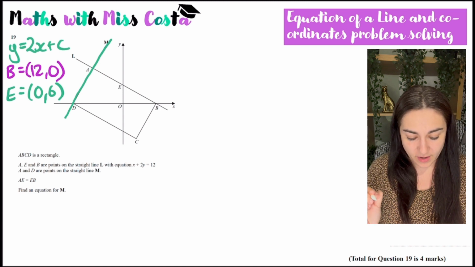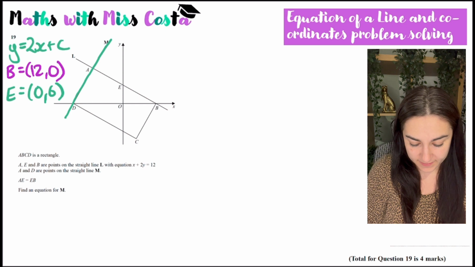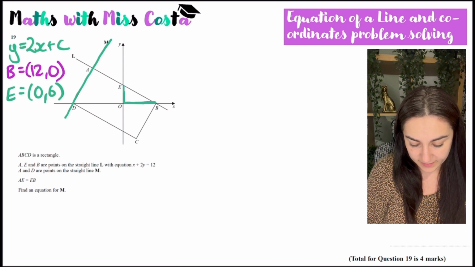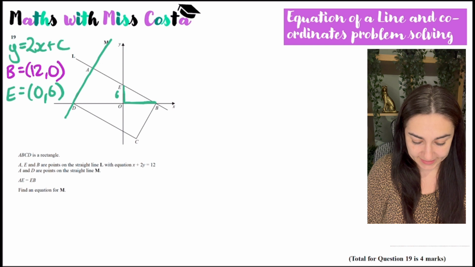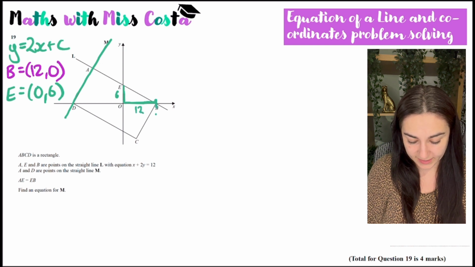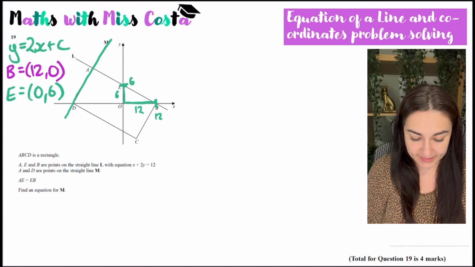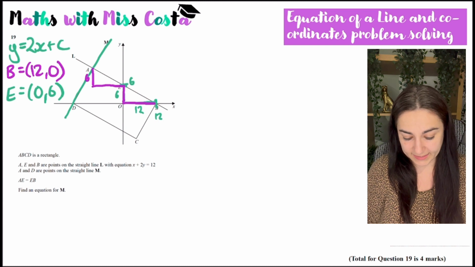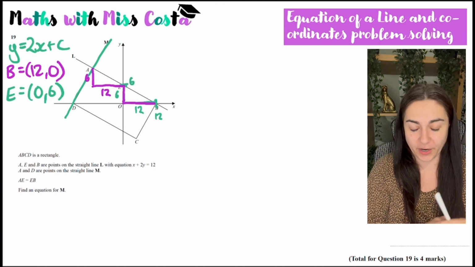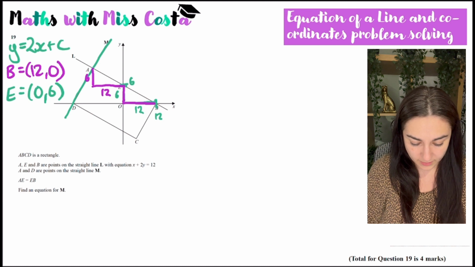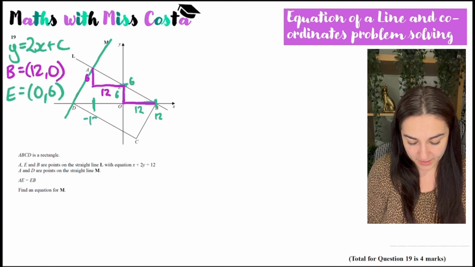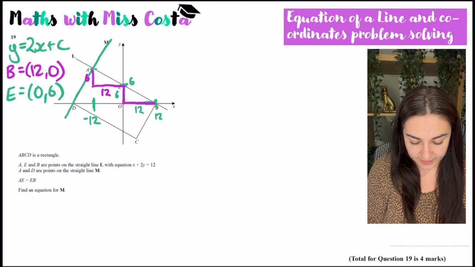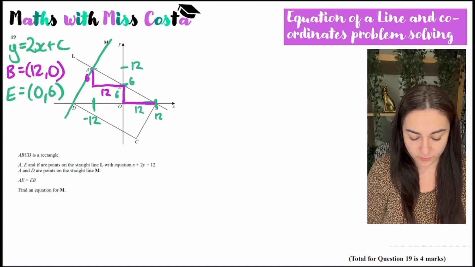So I now know that the distance from here to there, the y distance is 6 and the x distance is 12, because this coordinate here is 12 and this coordinate here is 6. I also know that this is the midpoint, therefore exactly the same distance is going to take place over here. So the y coordinates are going to go up by 6 and the x coordinates are going to go left by 12. So therefore, this coordinate here must be -12 and this coordinate here must be positive 12.